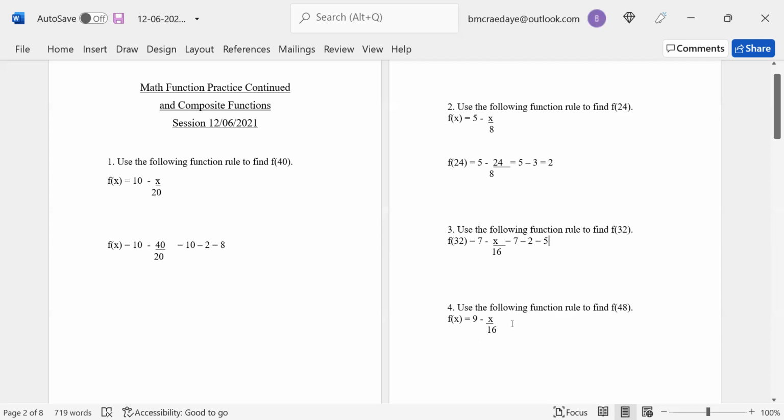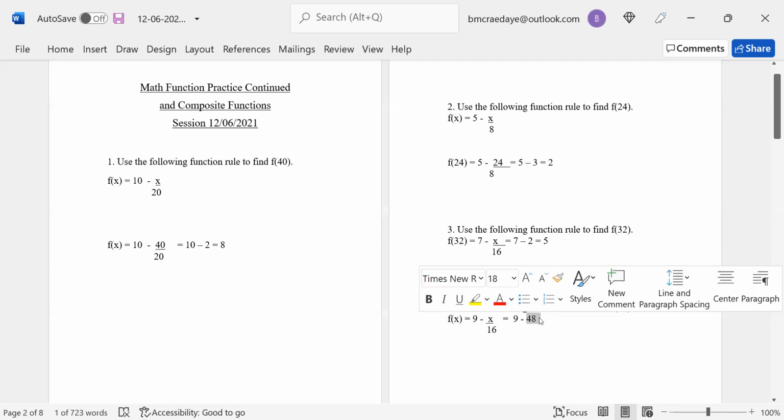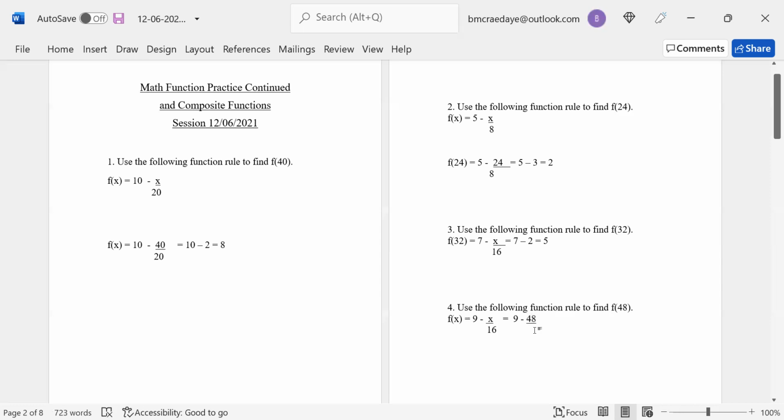Okay, hold on. 9 minus, put the 48 for the x, okay? Divide that. 3. That's a 3. What's 9 minus 3? 6. So you have 9 minus 3 equals 6. That's it. That's your answer.